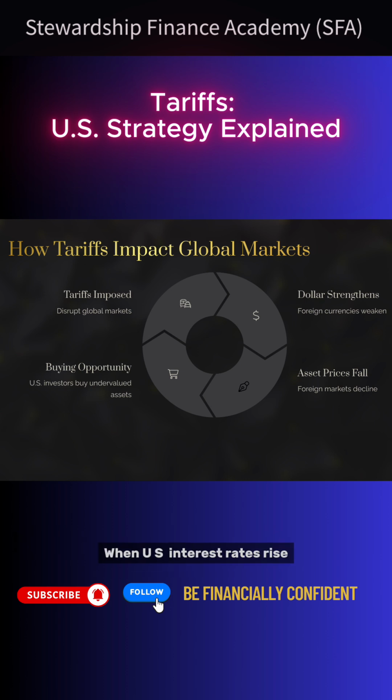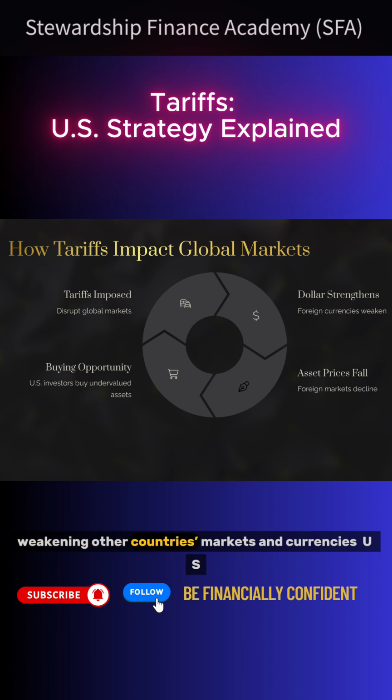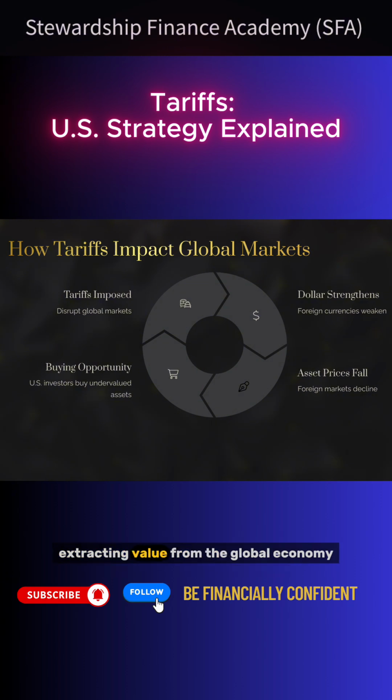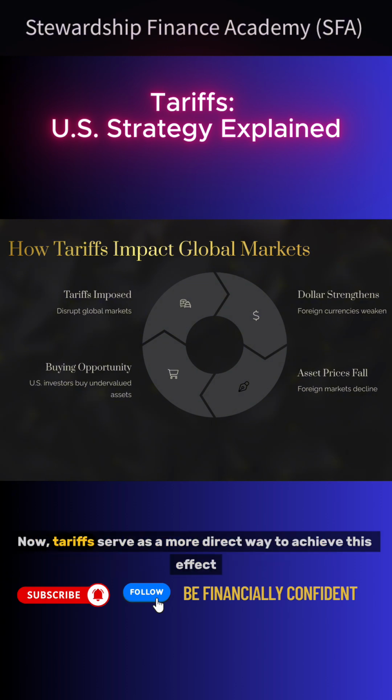When U.S. interest rates rise, global capital flows into the U.S. for better returns, weakening other countries' markets and currencies. U.S. investors can then use their stronger dollars to buy undervalued foreign assets, extracting value from the global economy. Now tariffs serve as a more direct way to achieve this effect.